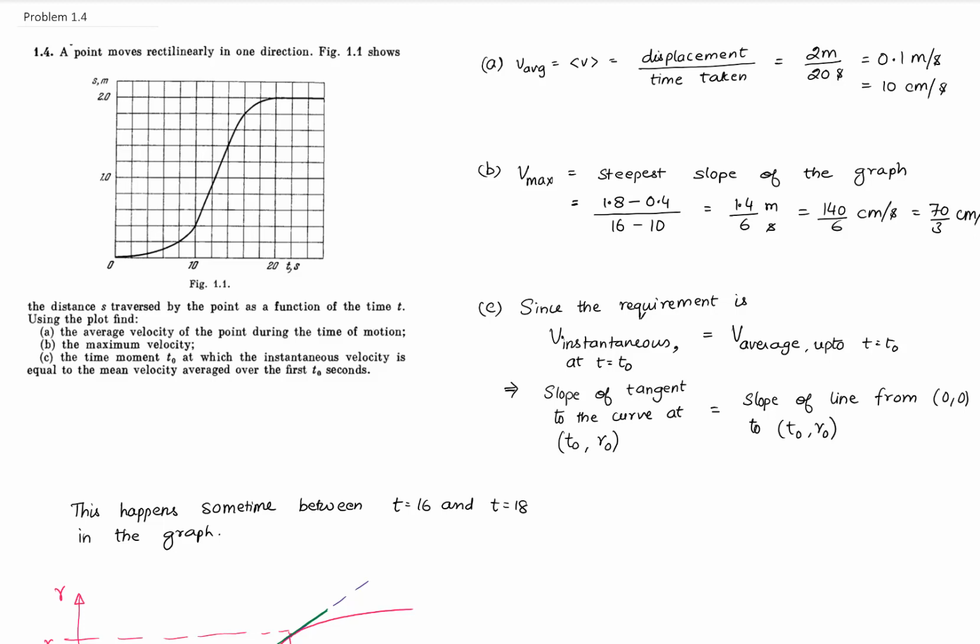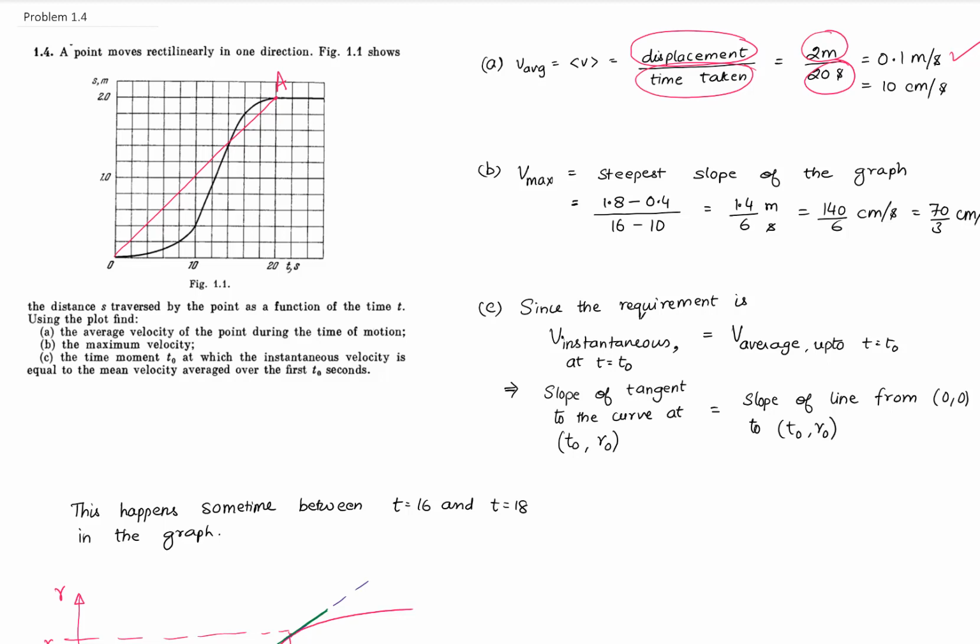Now average velocity is the displacement divided by the time taken. So this is the displacement, this is the time taken. We know that the object has a displacement up to 2 meters. So that is the value here, and the total time for which it travels is around 20 seconds. So that is here, giving us the velocity as 0.1 meter per second. This would be the slope of the line drawn from origin to this point marked A in the figure.